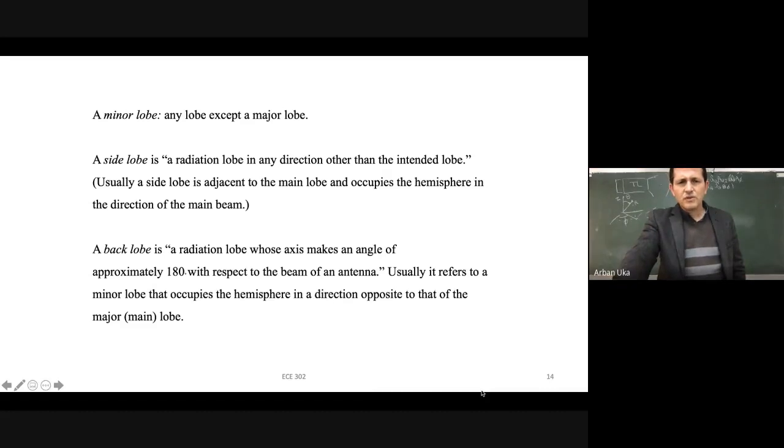Then, as we said, the minor lobe is any lobe except the major one. A side lobe is the radiation in any direction other than the intended lobe. And this is a good definition because once an antenna has a specific directivity, we are not very much interested in the side lobes. Of course, they send some signals, but the major objective is the major lobe. A back lobe is a radiation lobe whose axis makes an angle approximately pi, or 180 degrees, with respect to the major beam of the antenna.